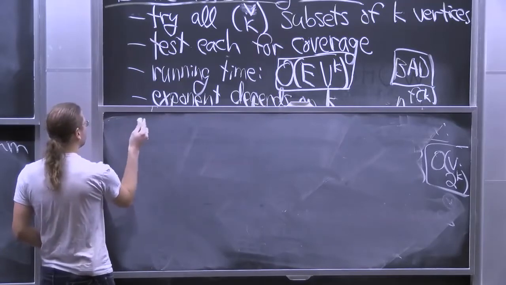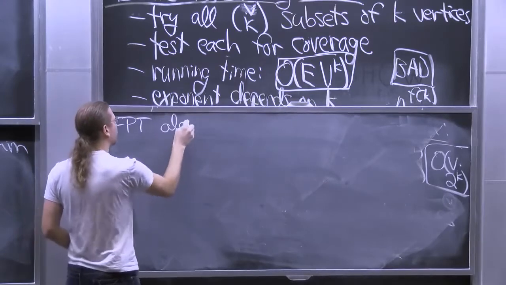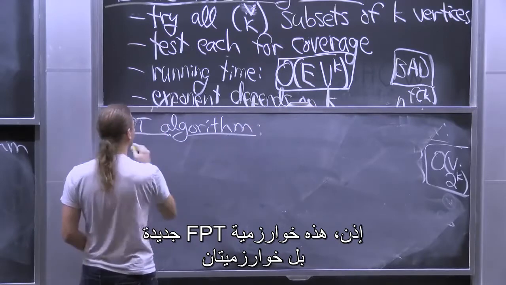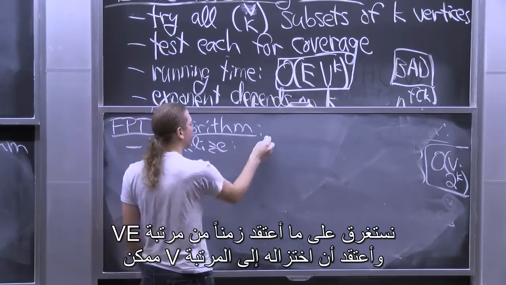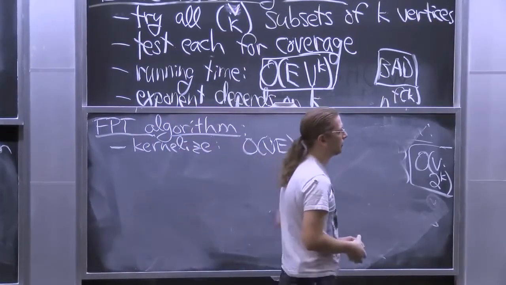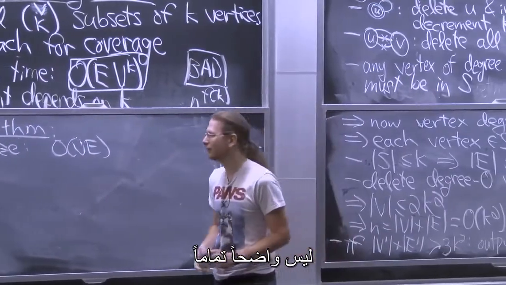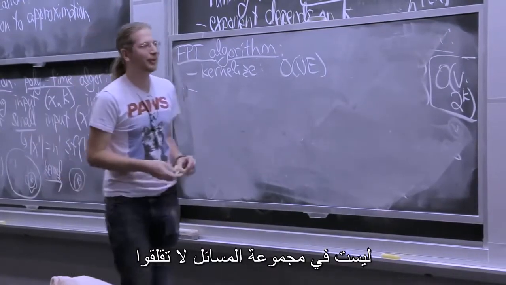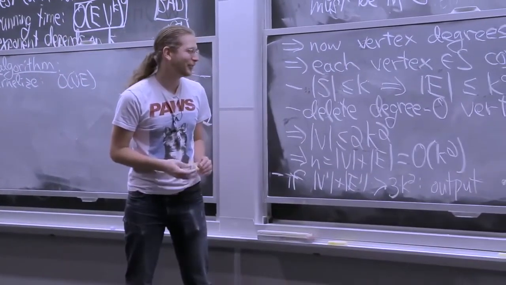So here's a new FPT algorithm, 2 of them. First, we kernelize. We spent, I guess, order VE time. Again, I think you can get that down to order V without too much effort. It's not totally obvious. It's a good exercise. It'd be a good problem set problem. But it's not on the problem set, don't worry. It could be a good final exam problem. I don't know. That's probably a little long.